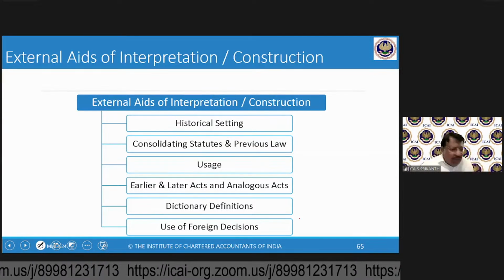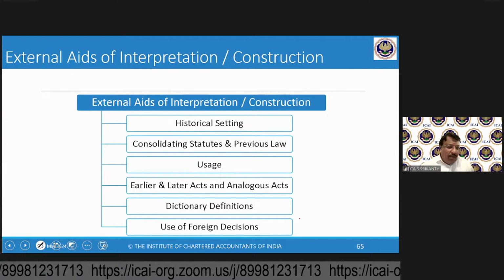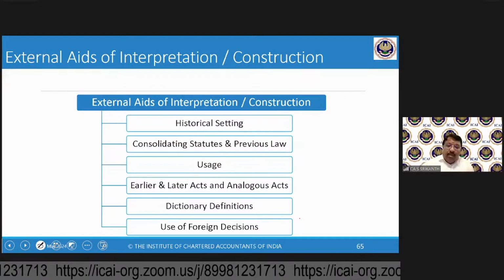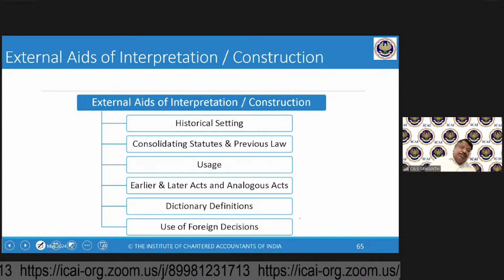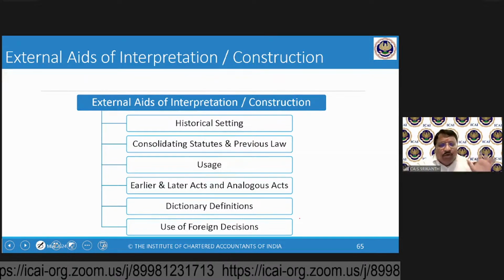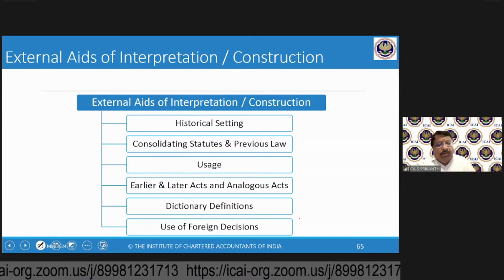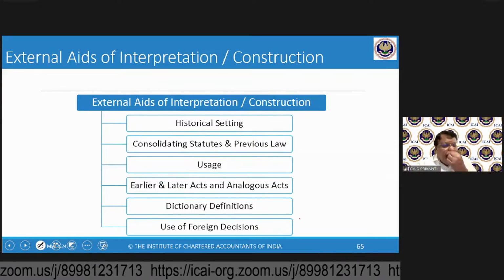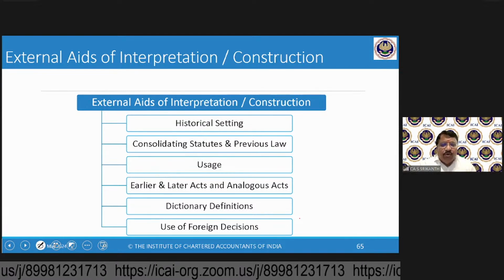Provided you exhaust the definitional section, the explanation in the section, and if any, the General Clauses Act, and find nothing, then you go to the ordinary dictionary meaning. Use of foreign decisions: foreign decisions are not binding on Indian courts, but they have persuasive power. If you have a foreign decision which supports your view, you can quote it and say, sir, this is what the European Union Court has held.